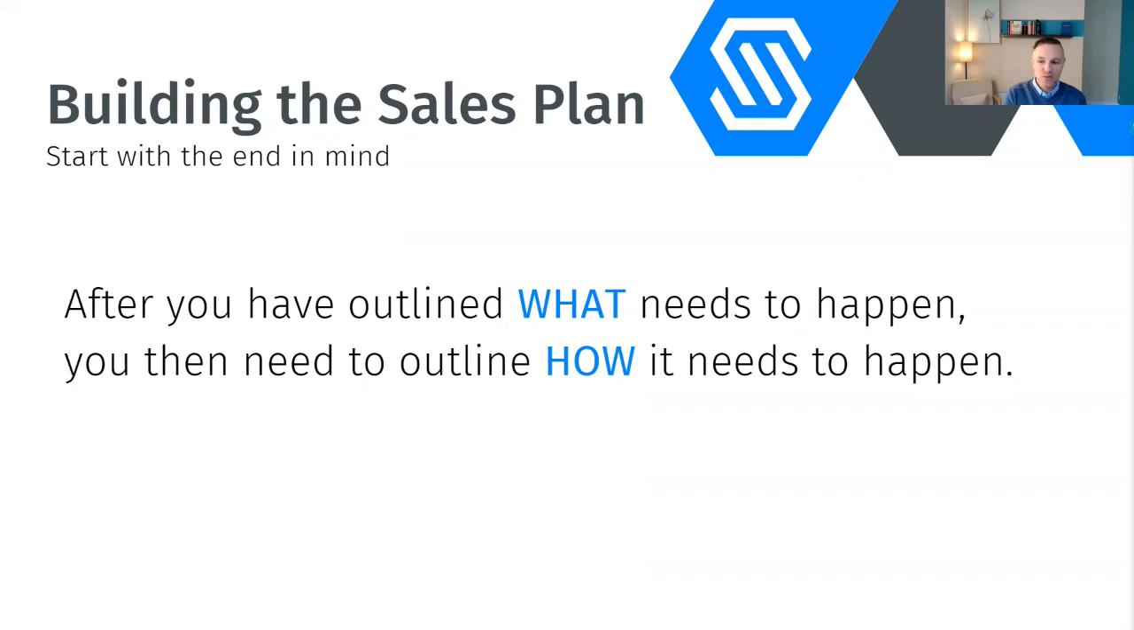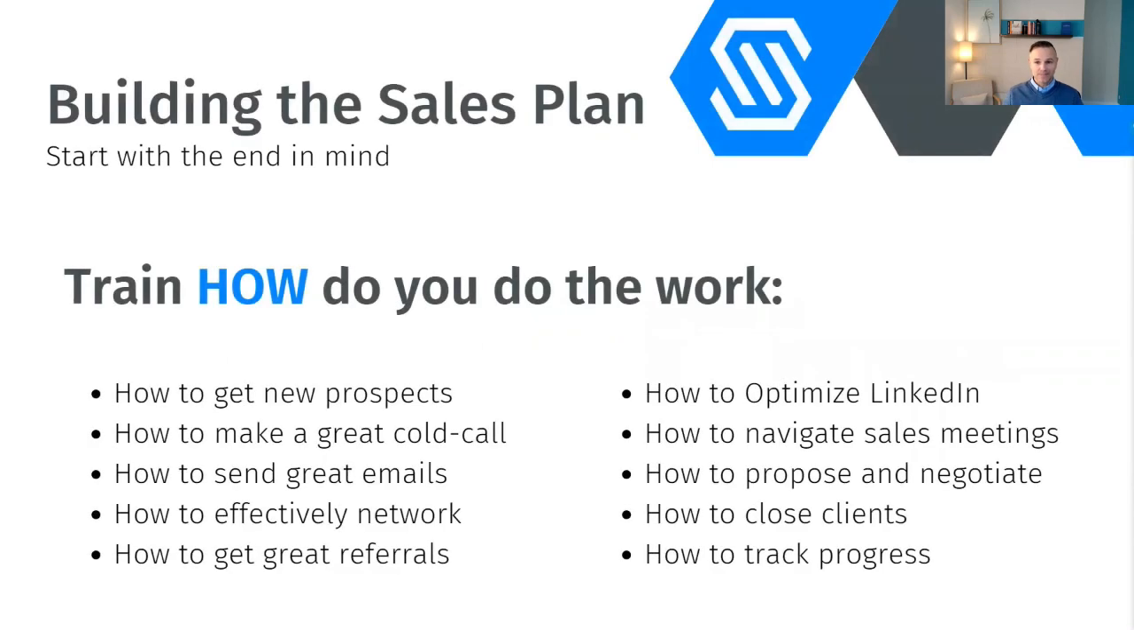The next piece is we need to know how it needs to happen, right? It's one thing to say, hey, I need you to call 150 people, but it's the how, the execution piece, that's going to determine if you have a level of success or not, right? So you need to plan for that. You need to train how to do the work, right? You need to train how they are getting new prospects, like I mentioned.